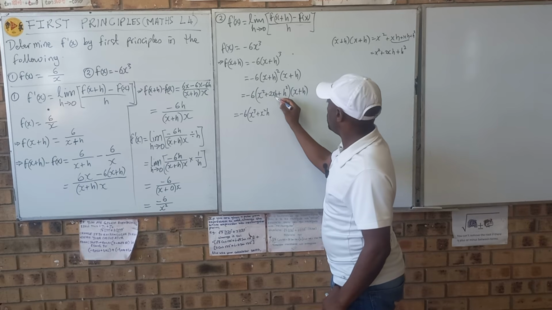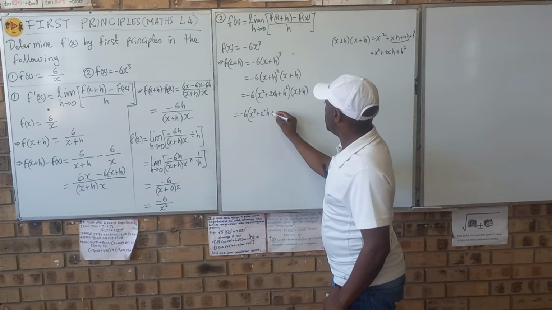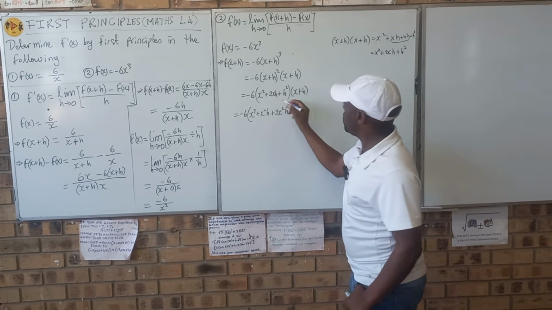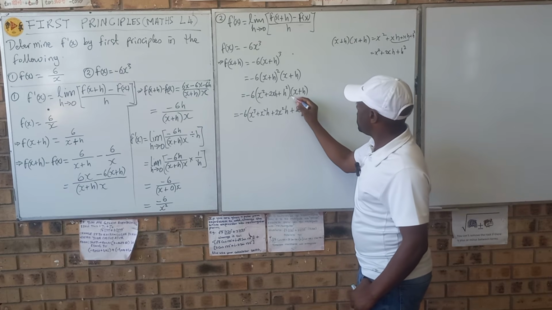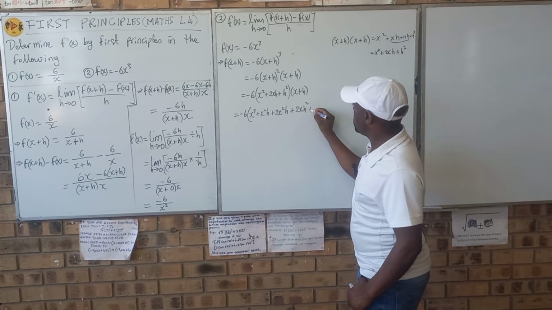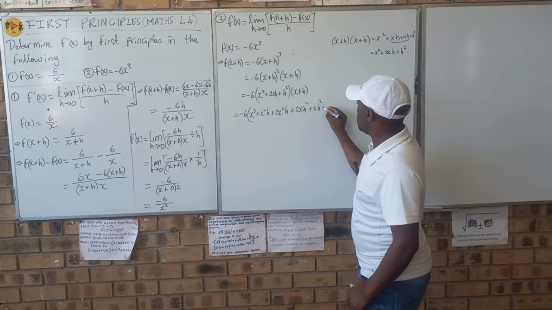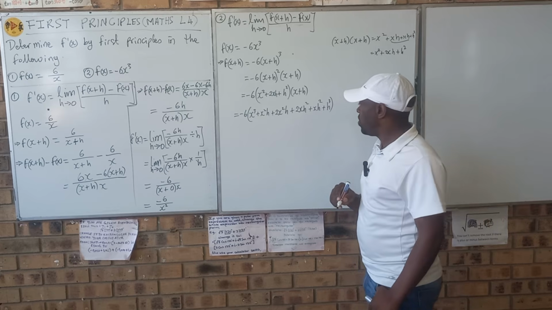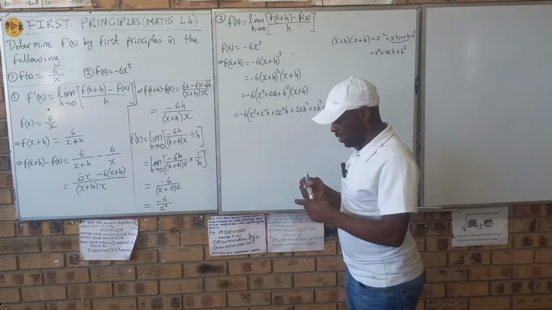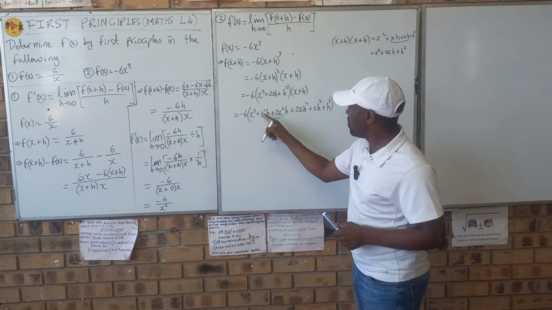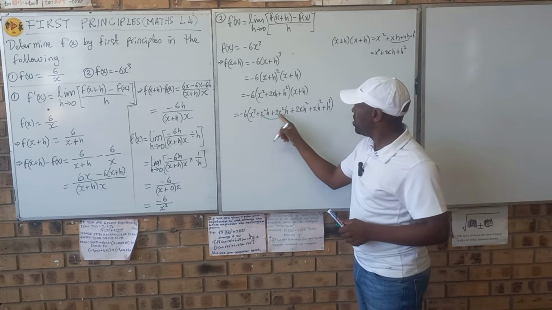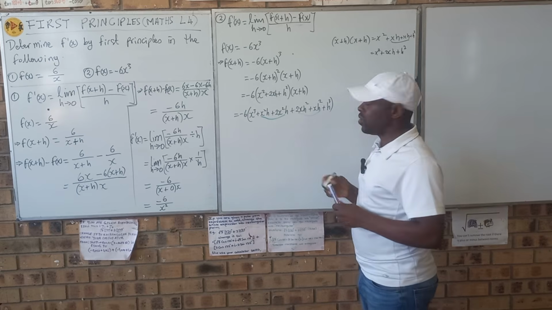Then you take your 2x times h times x, you get 2x squared h. Then 2x times h will give you 2xh squared. Then you go to h squared times x, you get xh squared. Then h squared times h is h cubed. Then in here you realize that there are some like terms. We've got these two are like terms because I've got x squared h, both of them. Then these two are also like terms.